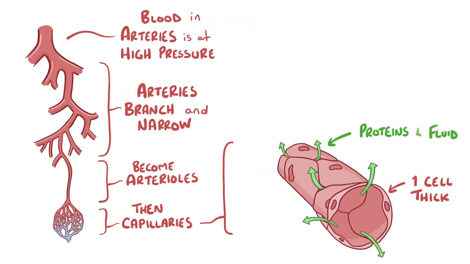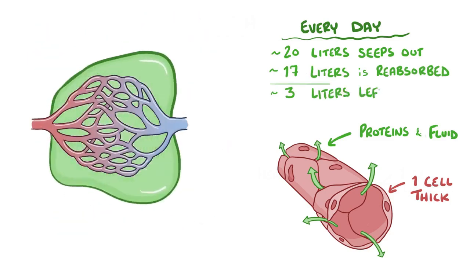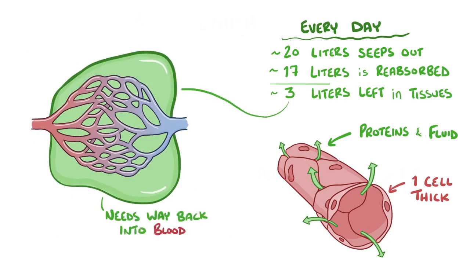make it through. Every day, 20 liters of fluid, water, and protein seep out of the capillaries and become part of the interstitial fluid between the cells. About 17 liters gets quickly reabsorbed back into the capillaries, but that leaves around 3 liters of fluid behind in the tissues each day. This 3 liters of fluid needs to find a way back into the blood so that the body's interstitial fluid volume and blood volume both stay constant over time.